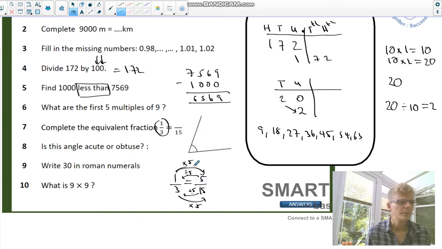Okay, and you'll notice whichever way I go, whether I'm making the numerator or the denominator, so the number at the top and the number at the bottom, bigger or smaller, it's in the same proportion each time. So I multiply or divide by the same number.